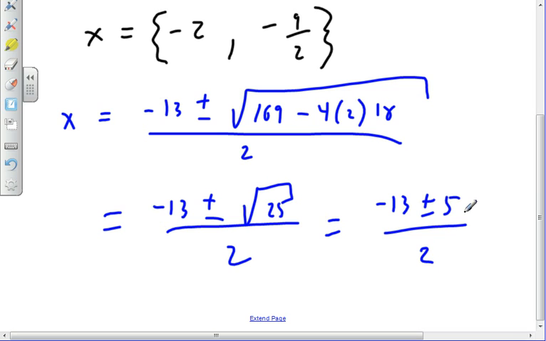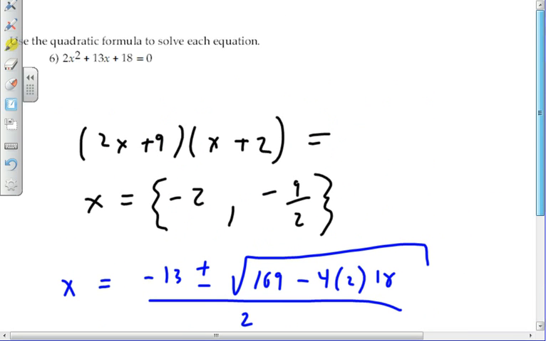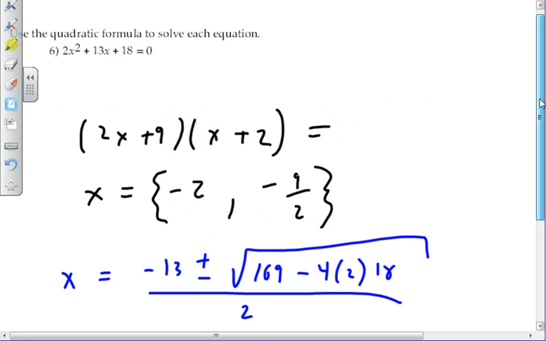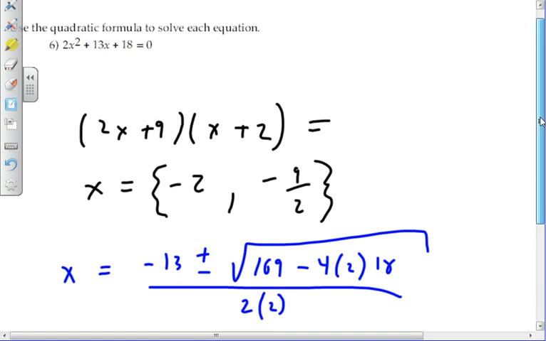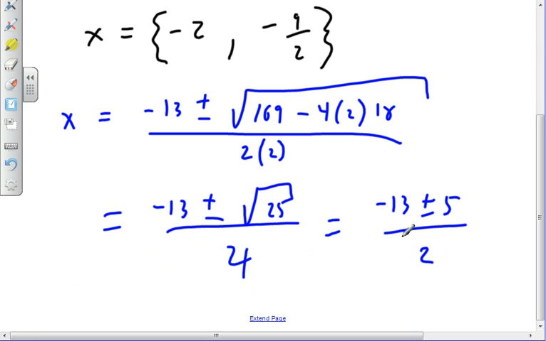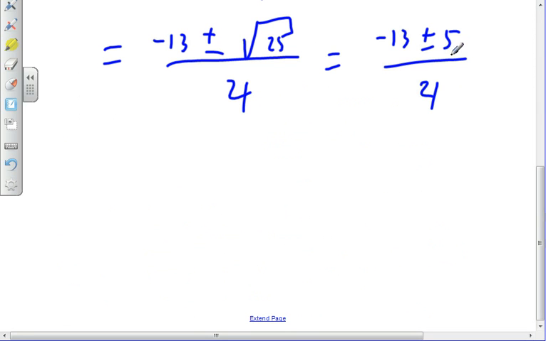What did I do wrong? That's 18. 9 plus 4 is 13. Minus 2, minus 9 over 2. Minus 13 plus, oh, 2a. Right, 2a. All right, that's better. So this is divided by 4. That's much better. So I've got minus 18 divided by 4, and I've got minus 8 divided by 4, which becomes minus 2 and minus 9 over 2.